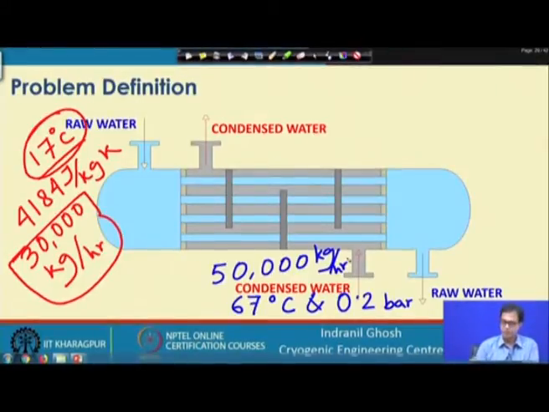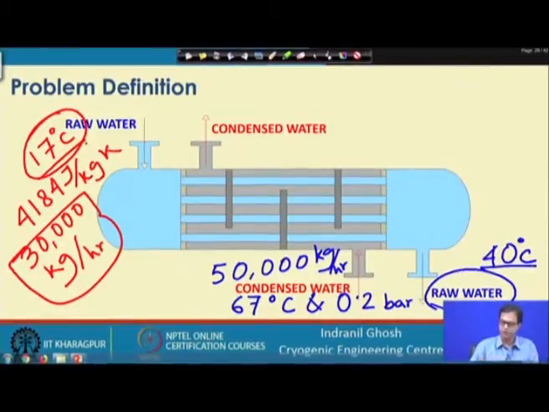Now, we know the inlet temperature of the raw water, we know the inlet temperature of the condensed water. What is expected is that we have to design a shell and tube heat exchanger where the exit temperature would be 40 degrees. So, this raw water is supposed to come out at 40 degrees centigrade. It should not be less than 40 degrees.